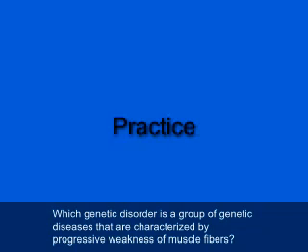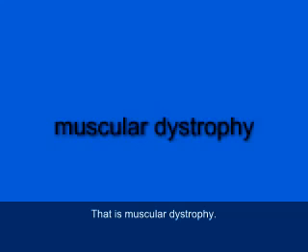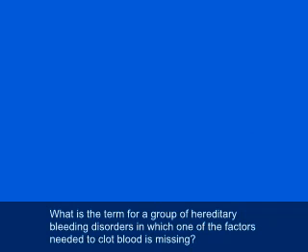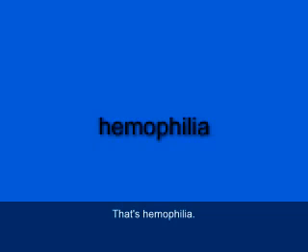Which genetic disorder is a group of genetic diseases that are characterized by progressive weakness of muscle fibers? That's muscular dystrophy. M-U-S-C-U-L-A-R, dystrophy, D-Y-S-T-R-O-P-H-Y. What is the term for a group of hereditary bleeding disorders in which one of the factors needed to clot blood is missing? Well, that's hemophilia.